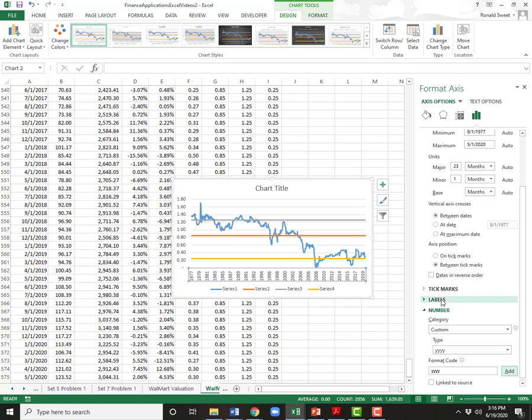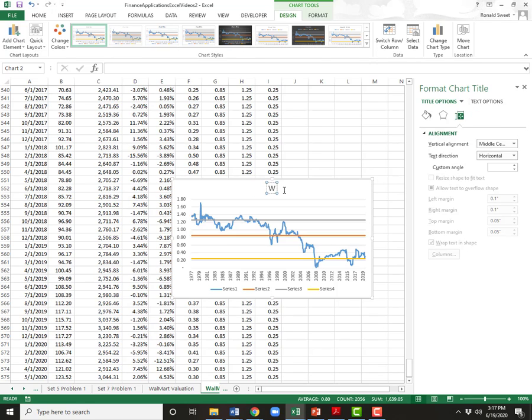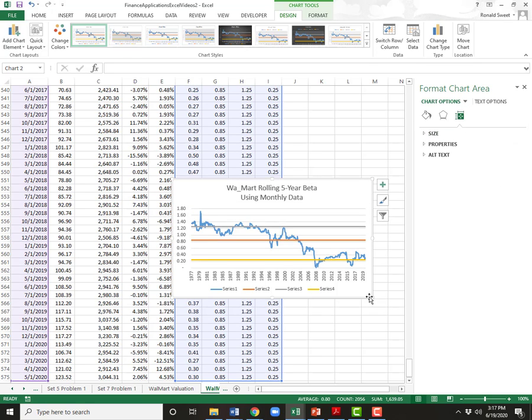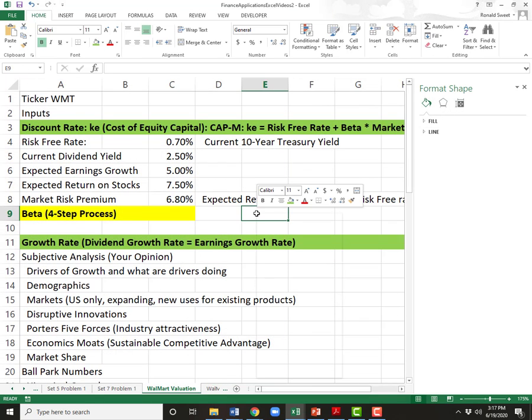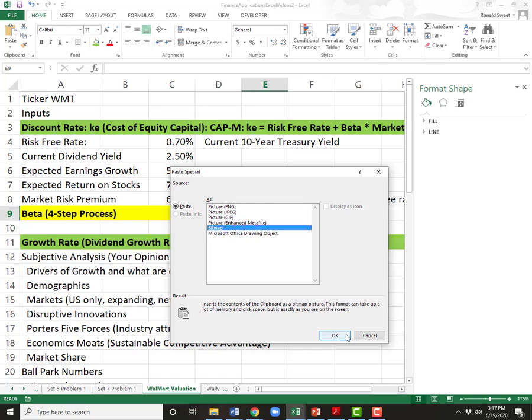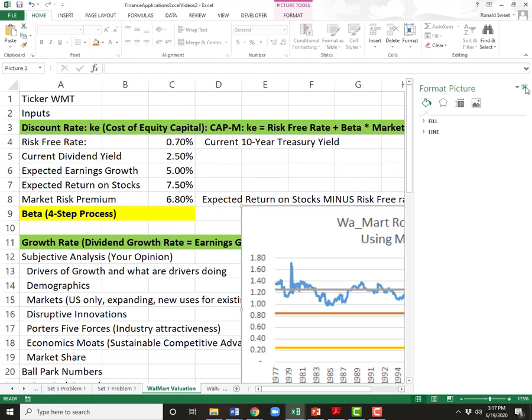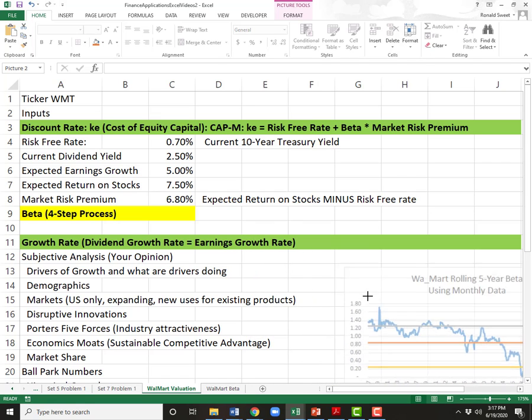Something you might want to do when it does labels, mine's not an issue, but if you have a lot of negative numbers, you might want to change your label position to low. So this is Walmart rolling 5-year beta using monthly data. So now I've got my number. I'm going to copy that over and put it over here. And I'll shrink it down just so it will fit on here.